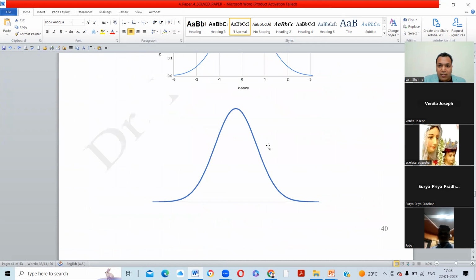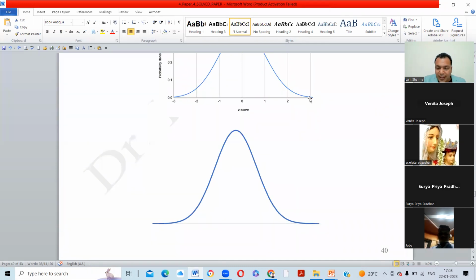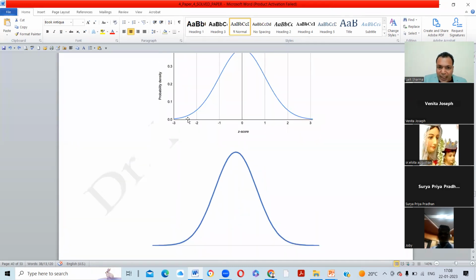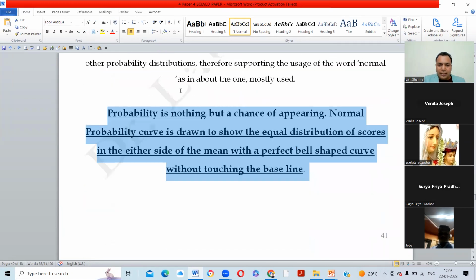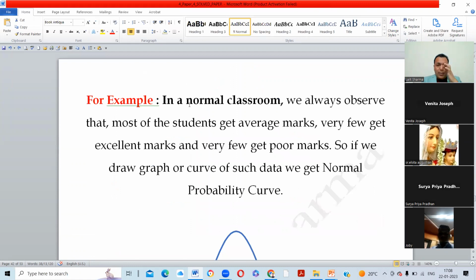See in the curve, you can see that the left tail or right tail is not touching. There is a gap, right? Only then is a normal probability curve made. This is a normal probability curve. Now there is an example to understand the normal probability curve. See the example, you will completely understand the normal probability curve.